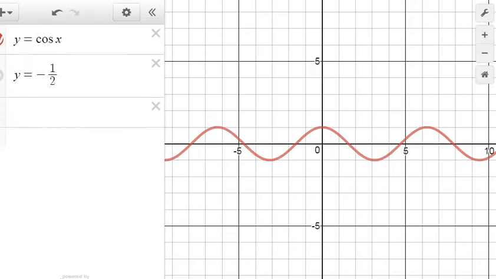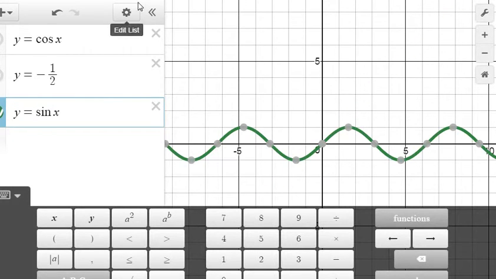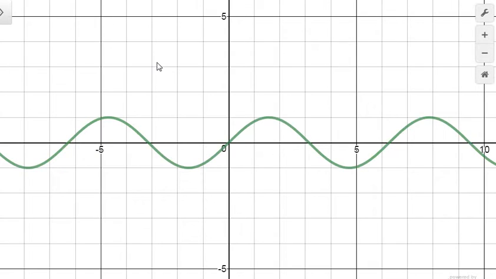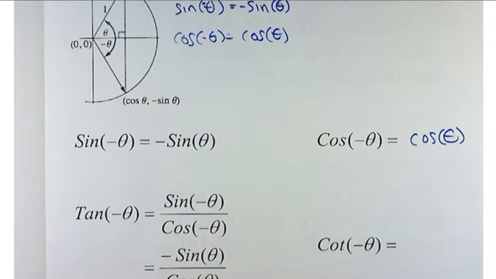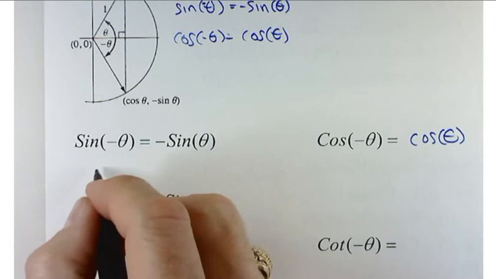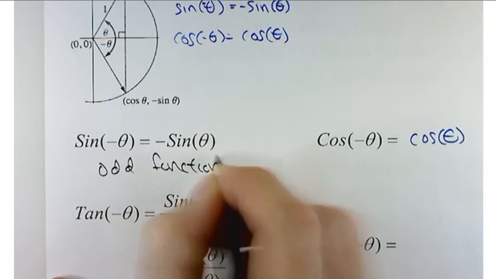Let's take a look at the sine while we have the graph here. So I'll ditch that. Let's do y equals sine of x. Is sine an even function? No, because it's not a reflection of itself around the y-axis. Sine is an odd function. So that's why they call this the even-odd identities. This is an odd function. This one's an even function.